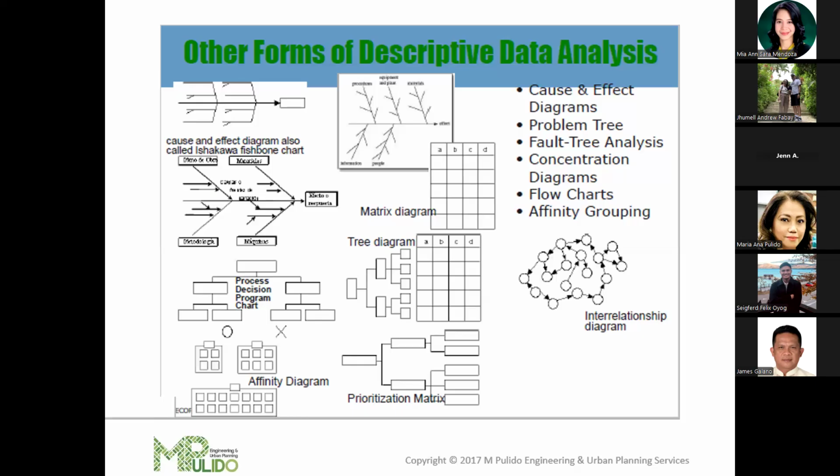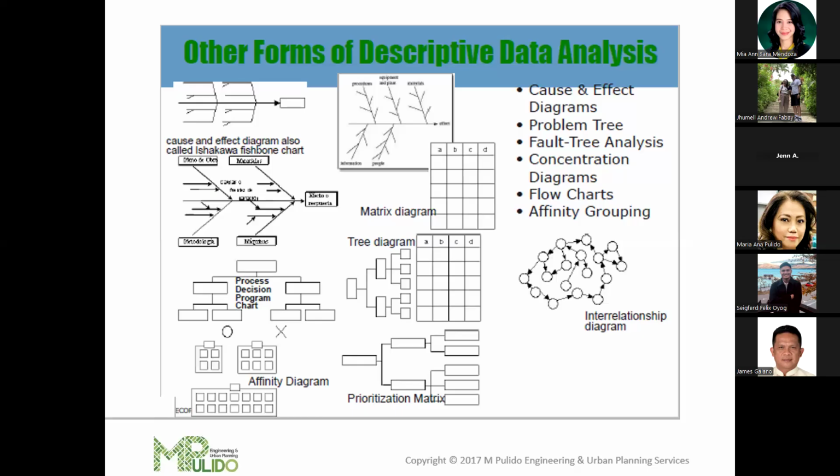Process decision program chart, right? So, it's a more action-oriented flow chart that anticipates possible problems and suggests countermeasures. So this aids in implementation planning. See, you are implementing pero planning pa din yung implementation mo, no? So sounds very tricky.